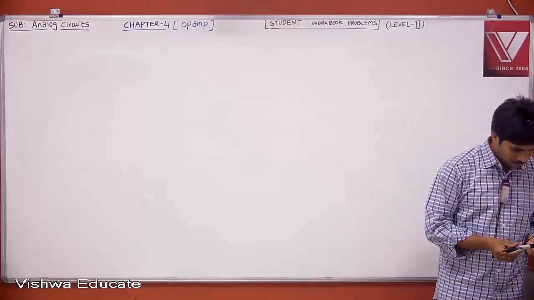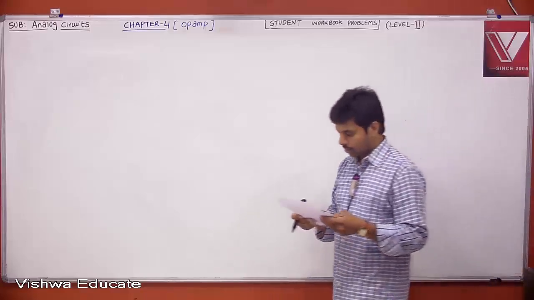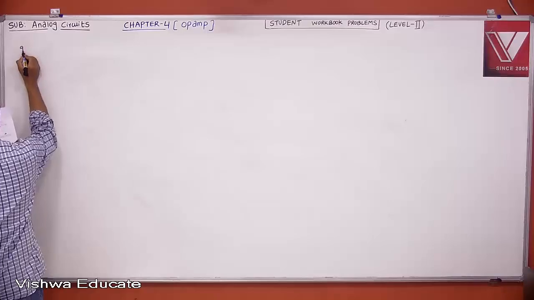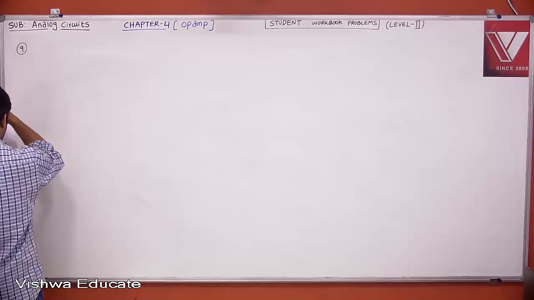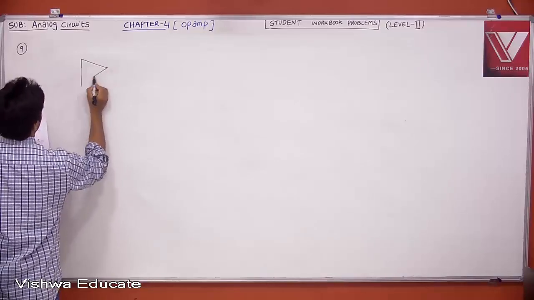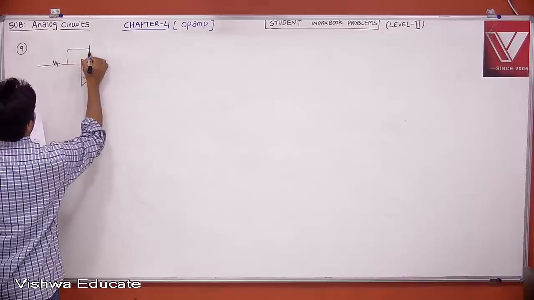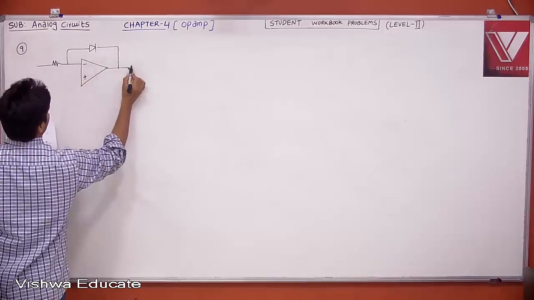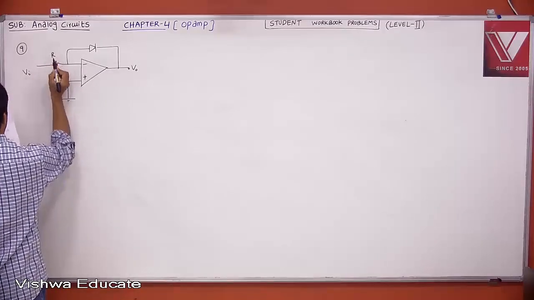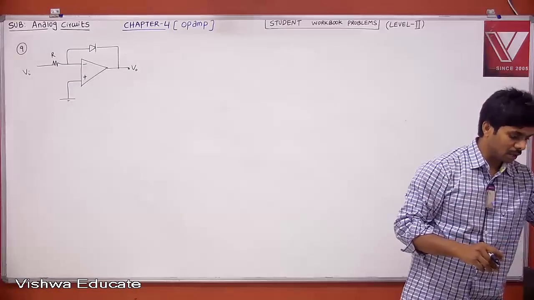Problem number 9. The circuit of the figure uses an ideal op amp. For small positive values of Vin, the circuit works as... Basically it is asking what the circuit is. This is inverting, minus plus. We had seen this already. What is this? This is a log amplifier. Okay, but let's see.